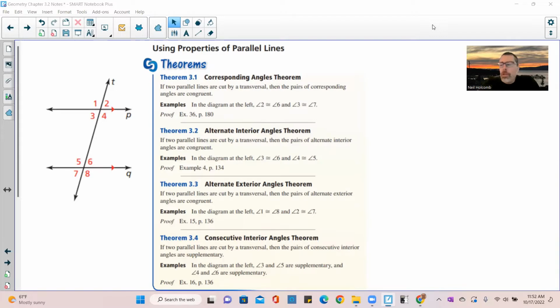So theorem 3.1 says corresponding angles theorem. If two parallel lines are cut by a transversal, so let's stop right there. This little red triangle here and this little red triangle here indicate that line P is parallel to line Q, and line T cuts through both of them, so the line T is a transversal. Then the pair of corresponding angles are congruent.